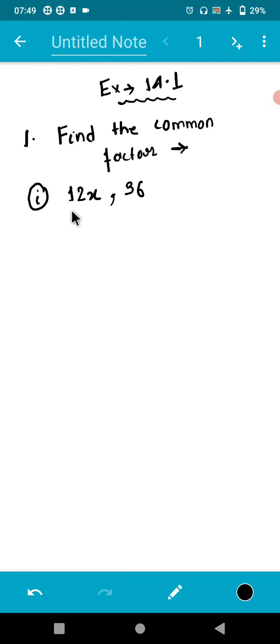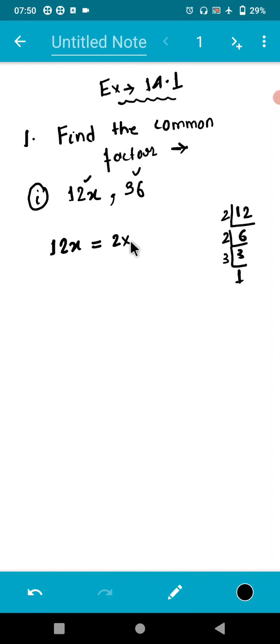Very easy. The first thing you see is how many terms are given in the first question? 2. So we have to see what common numbers or variables are present in both the terms. For that, we first write the first term like this, 12x. Now we have to break this 12. For that, you do the prime factorization. 2 sixes are 12, 2 threes are 6, 3 ones are 3. So in place of 12, we will write all those factors, that is 2 into 2 into 3, and x is also there, so you will write x as well.